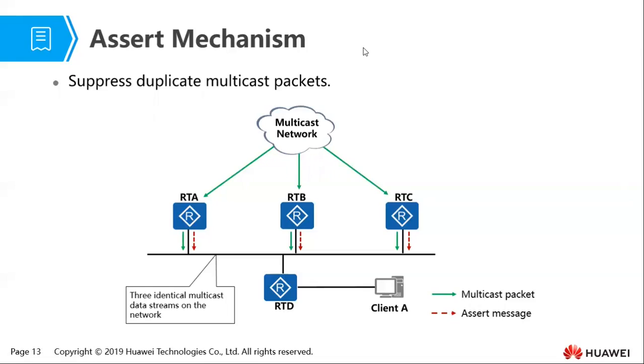So what that means, for example, if RTA wins the assert election here, then RTB and RTC are not going to send multicast packets on these network segments. So that's the purpose of the assert elections. So only RTA is going to send. So please remember that.